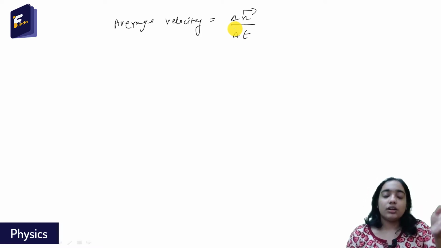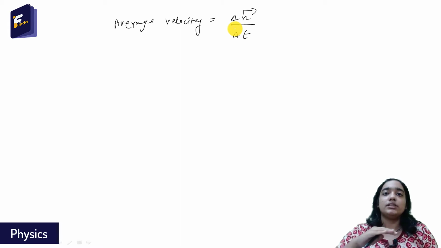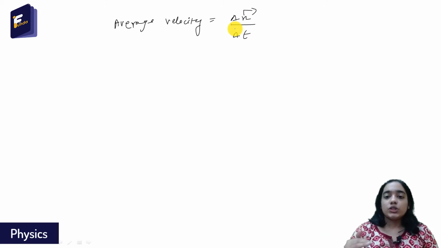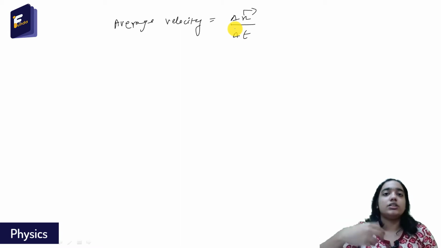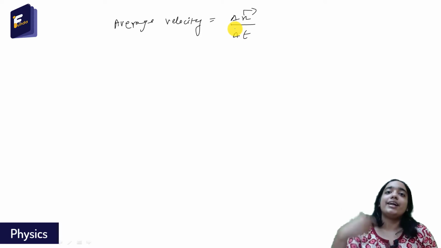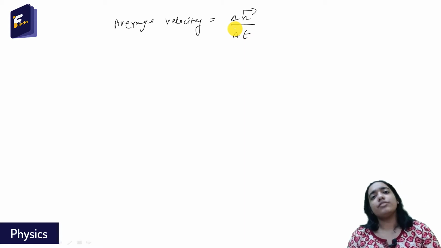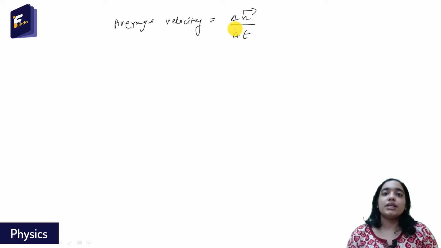In physics and in mathematics, we never say zero directly, meaning we cannot make the denominator zero directly, meaning delta t will not be zero. We always say that the change in time, delta t, tends to zero, meaning it is very close to zero. We don't say it is exactly zero. And when we say something is very close to zero, we put limits on it.